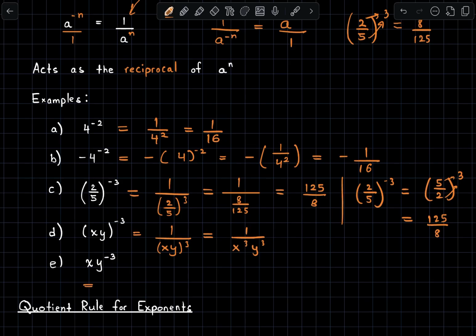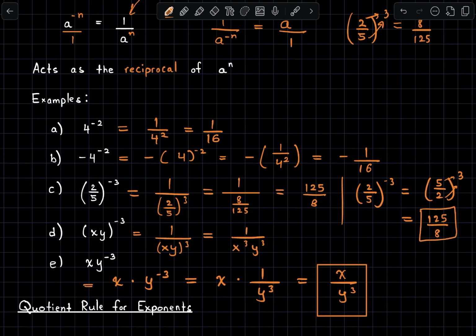Now here it's important to see there's no parentheses. This x is not being raised to the negative third power. It's only y. So you should be thinking about it like this. It's x times y to the negative third power, which means it's x times 1 over y to the third power. In other words, x over y to the third power. Let me just box over the answers.